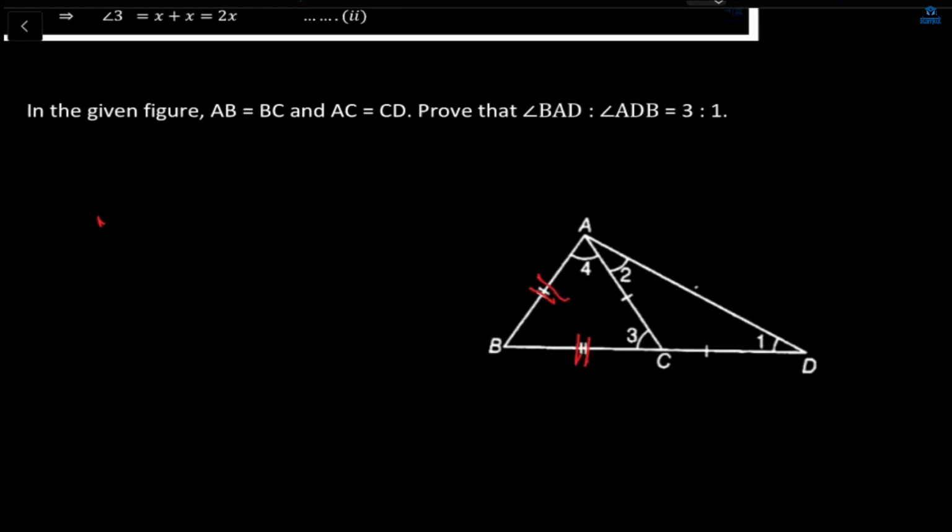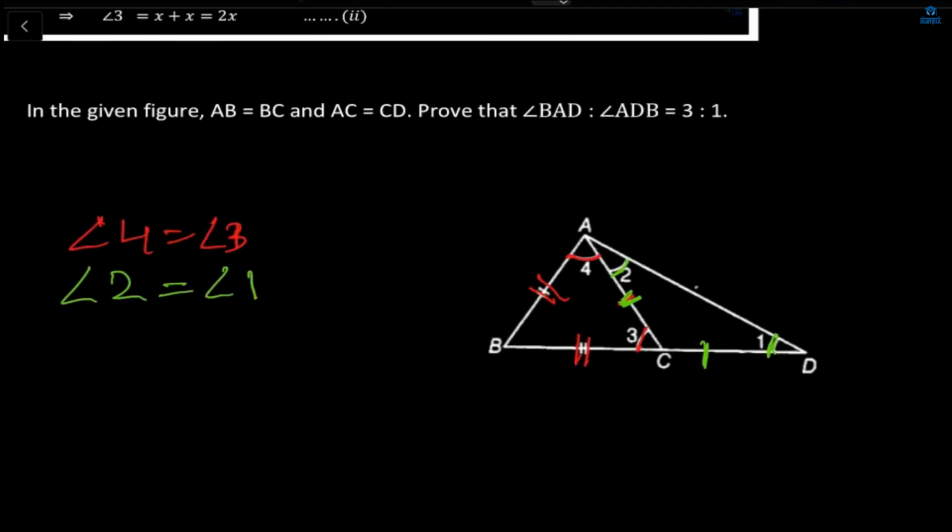If these two are equal, that means angle 4 is equal to angle 3. Am I right? Yes. And AC is equal to CD. AC, I will mark it with another pen. AC is equal to CD. So that means this angle will be equal to this. Angle 2 will be equal to angle 1.